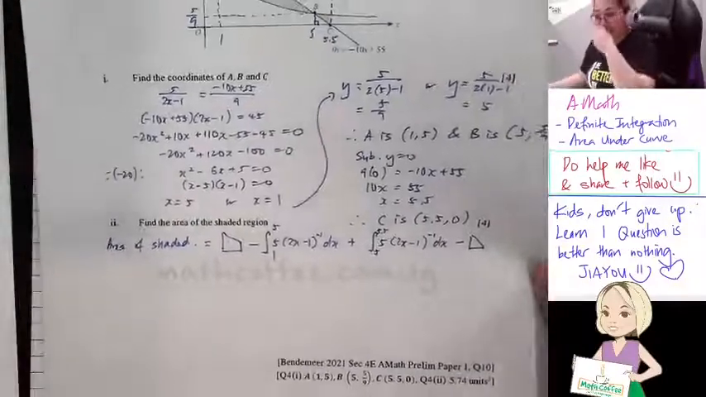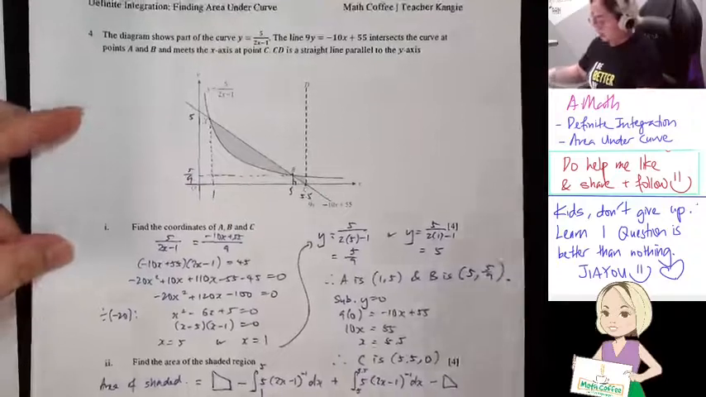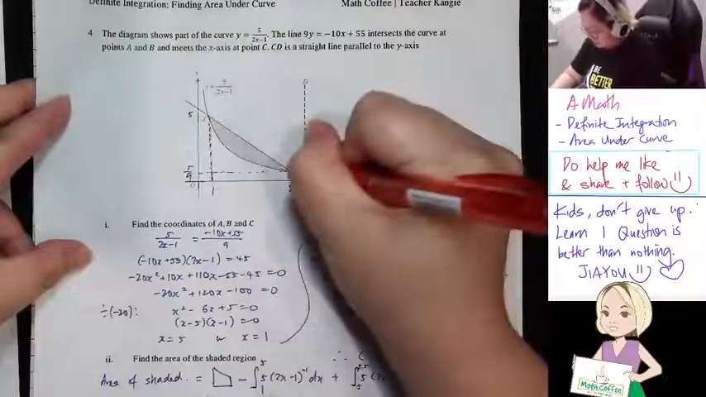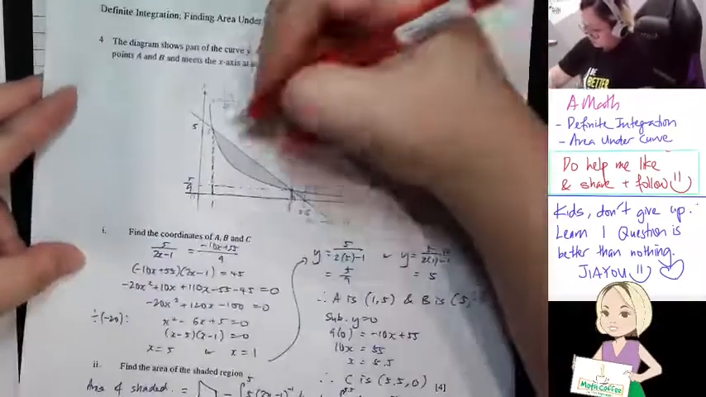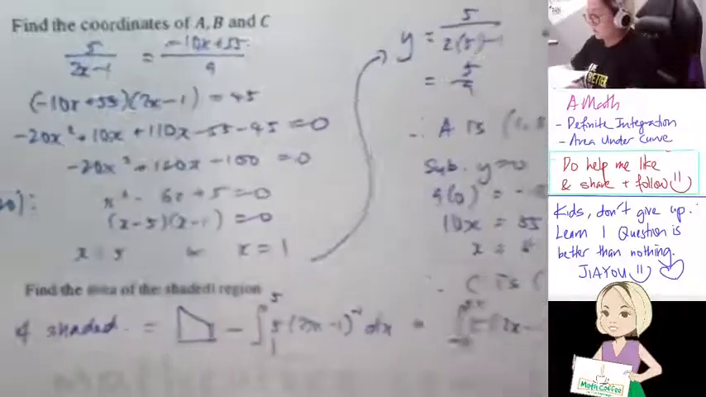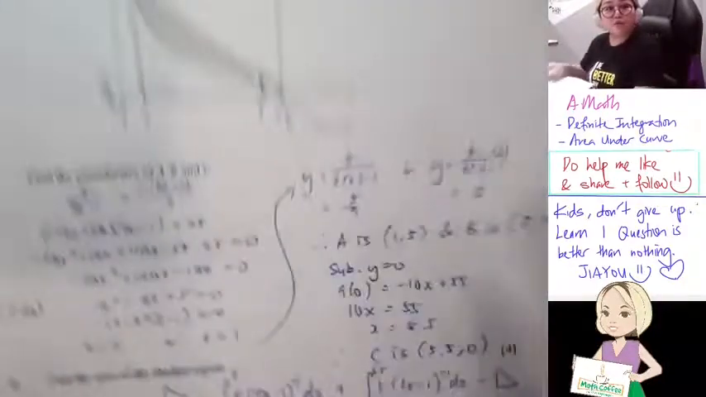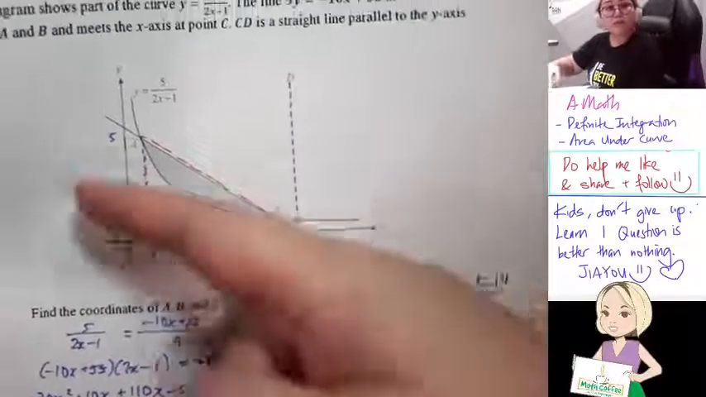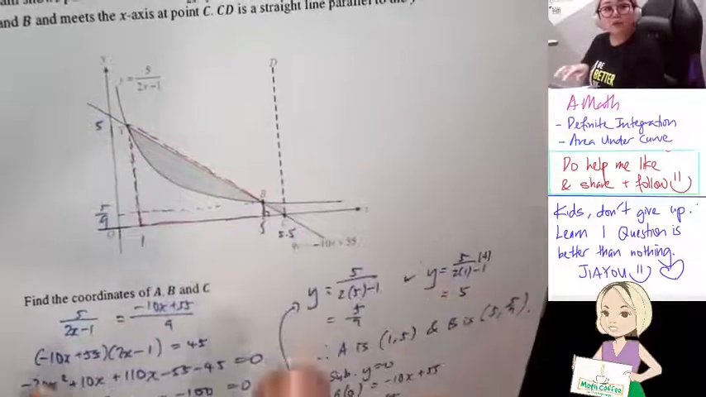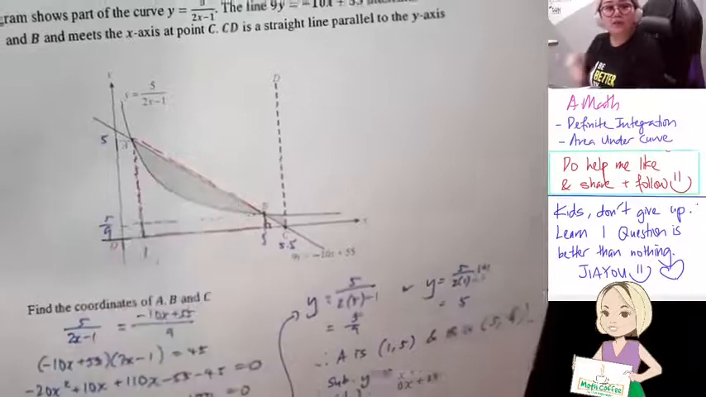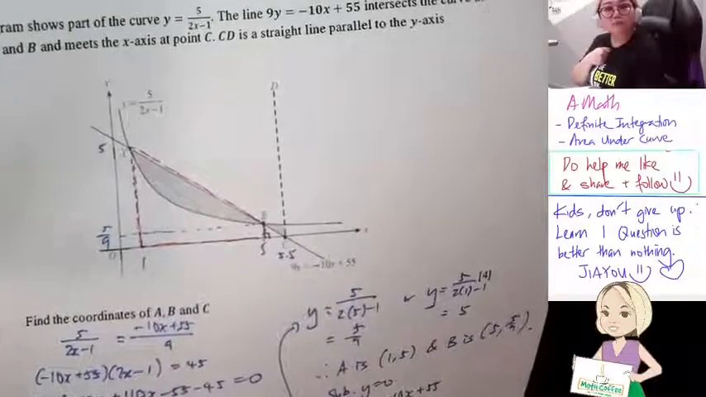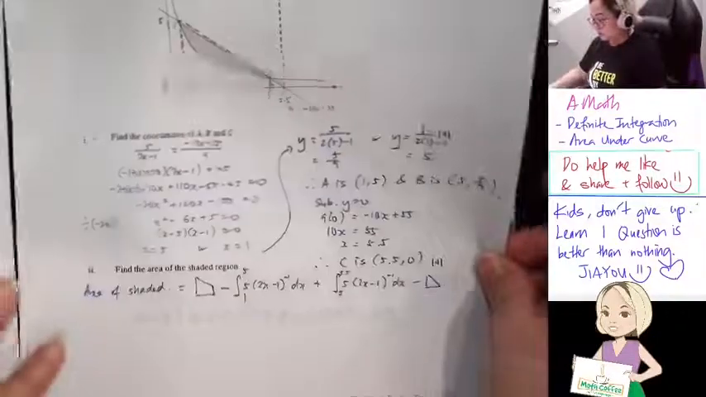The trapezium actually is this one, this part. Because when we integrate from 1 to 5, it is the unshaded, which is under the curve. So we need to take the trapezium minus the unshaded, then we will get the shaded. Agree? Okay, so let's proceed.